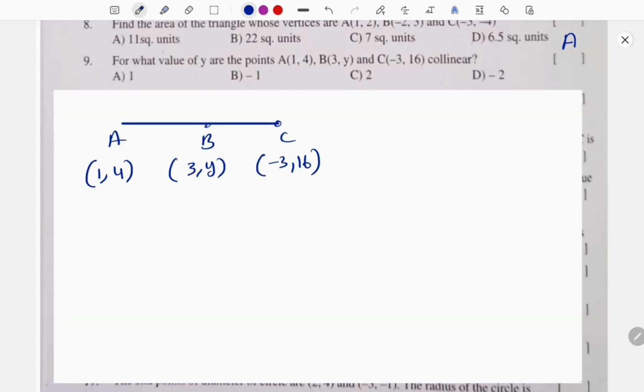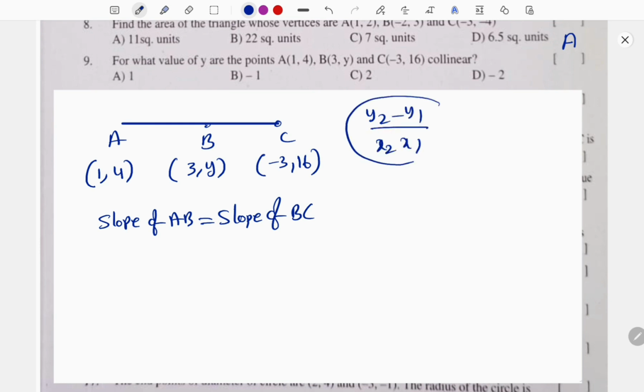Now see the ninth bit: for what value of y are the points collinear. So this is the diagram. Collinear means the 3 points lie on the same line. So if the 3 points are collinear, then slope of AB is equal to slope of BC. Slope of AB is equal to slope of BC. You know the slope formula. What is the slope formula? You know that, y2 minus y1 by x2 minus x1. This is the slope formula.